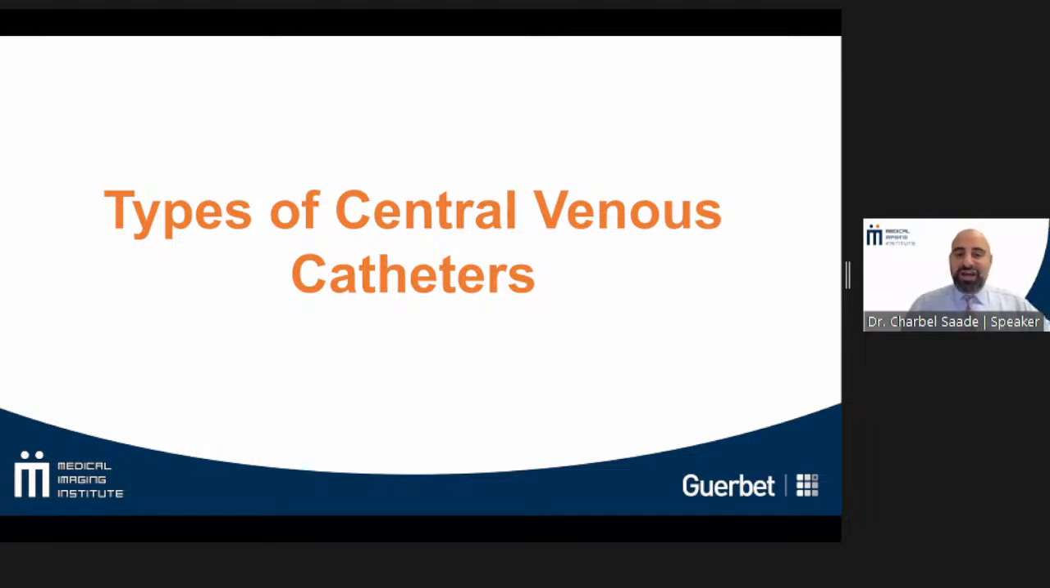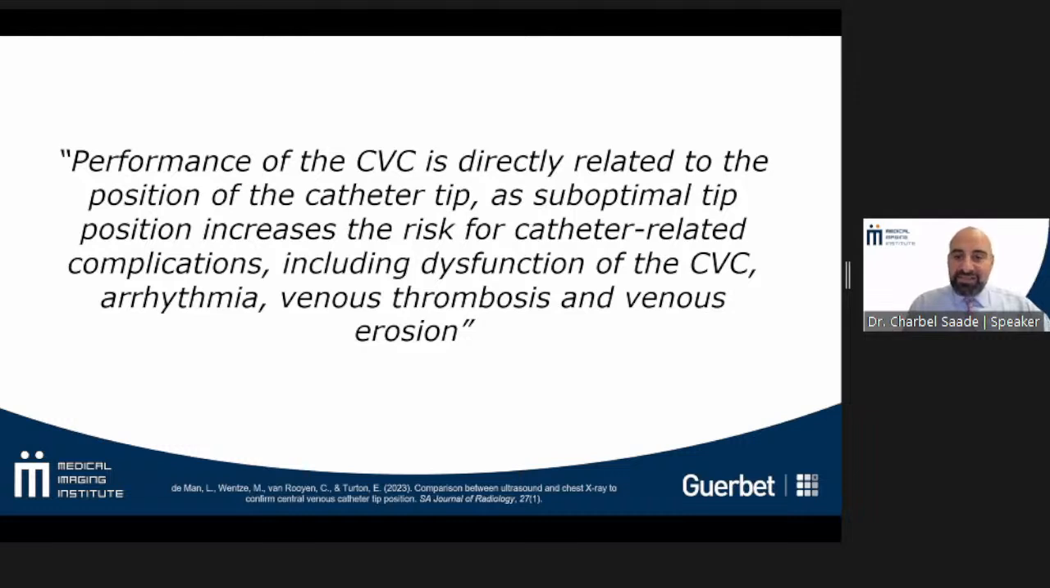So let's look at the types of central venous catheters. The performance of the CVC is directly related to the position of the catheter tip. As suboptimal tip position increases the risk for catheter-related complications, including dysfunction of the CVC, arrhythmia, venous thrombosis, and venous erosion. What does this mean? If your catheter is not placed in the right place within the chest, then you're also potentially putting that patient at risk. We're going to show you how to assess this.